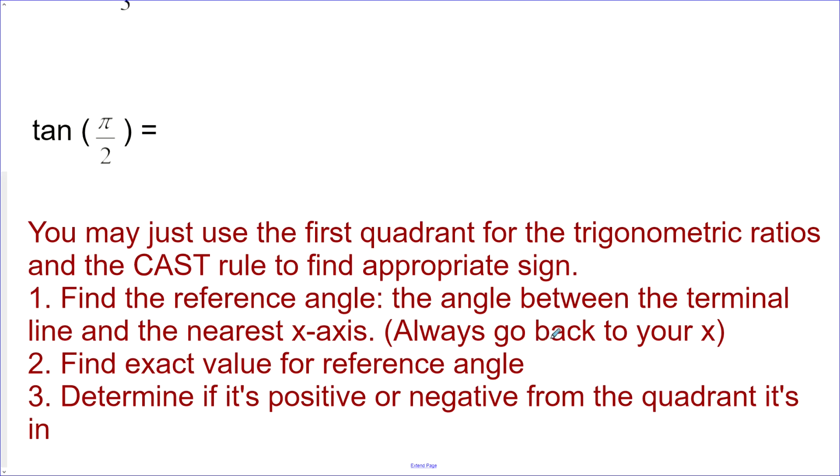Remember, you always go running back to your x. You find the exact value for that reference angle, and then determine if it's supposed to be positive or negative from the quadrant that it's in. So using the CAST rule, for instance.